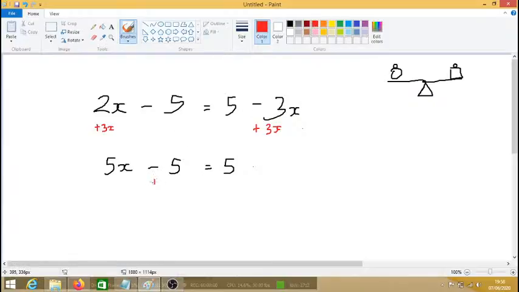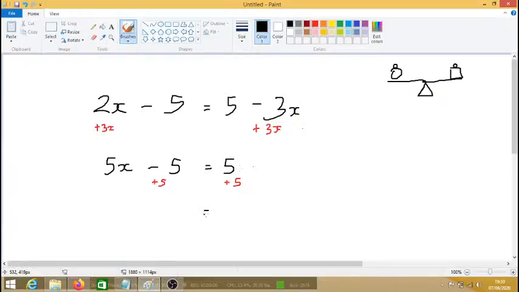I'm going to add 5 to both sides. Again, I could have taken away 5 from both sides, but the idea is to end up with x's on their own. So if I've got 5x and then I've got to take away 5, I don't really want anything next to the 5x. So minus 5, I can get rid of that by plus 5 on both sides to maintain the balance. So let's see how that looks.